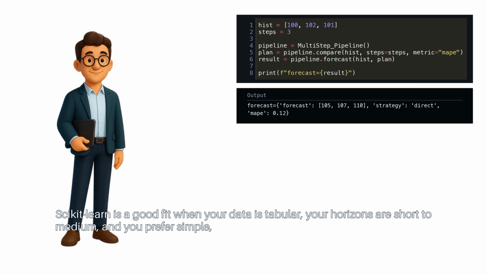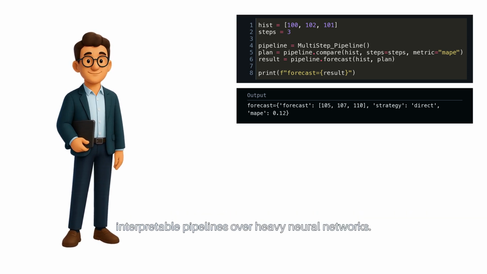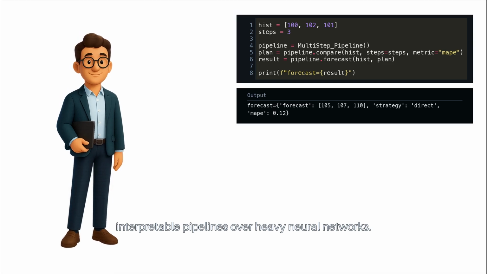Scikit-learn is a good fit when your data is tabular, your horizons are short to medium, and you prefer simple, interpretable pipelines over heavy neural networks.